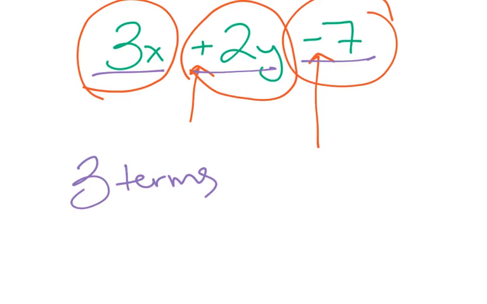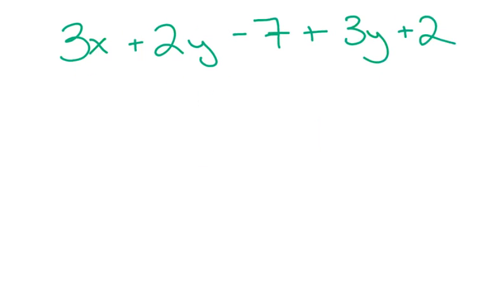The reason we need to know what a term is and how to separate it, including its symbol, its operation in front of it, is for problems like this. Here we have 3x plus 2y minus 7. This is the expression we were just working with, but I added 2 extra terms, plus 3y plus 2. Okay, why do I care about terms? Well, because that's kind of a long expression to write out. And I could simplify this.